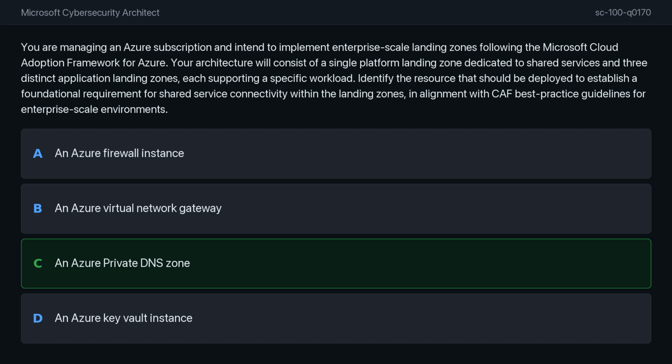Why are the other options incorrect? Azure Firewall and Virtual Network Gateways are typically reserved for the connectivity subscription, or hub, rather than being mandatory components for every individual landing zone. As for Azure Key Vault, while it is critical for security, it is generally considered an application-specific resource, rather than foundational infrastructure for the environment's connectivity.